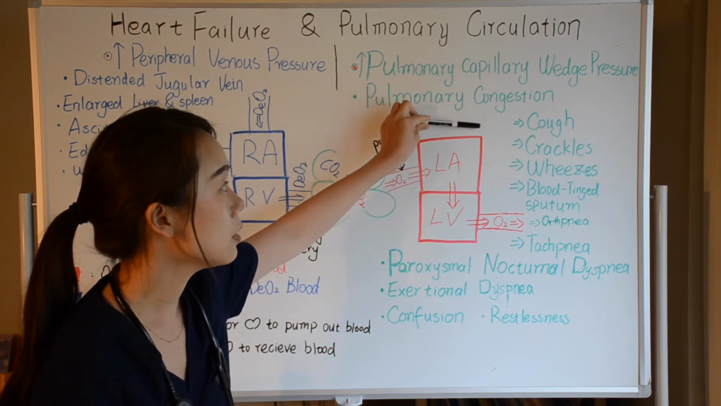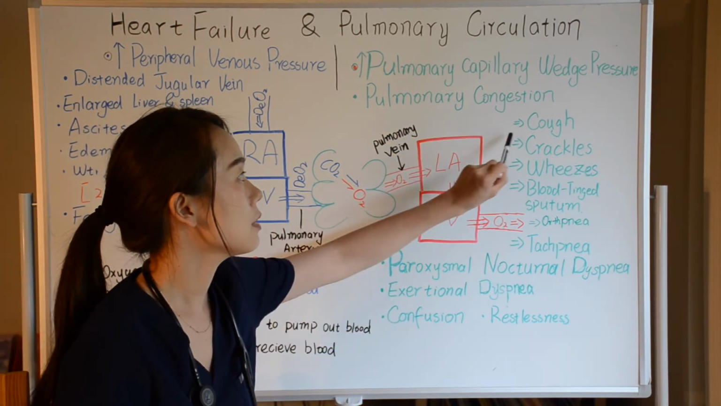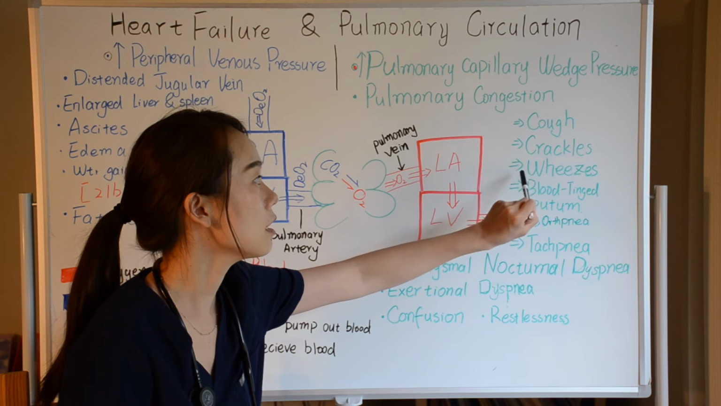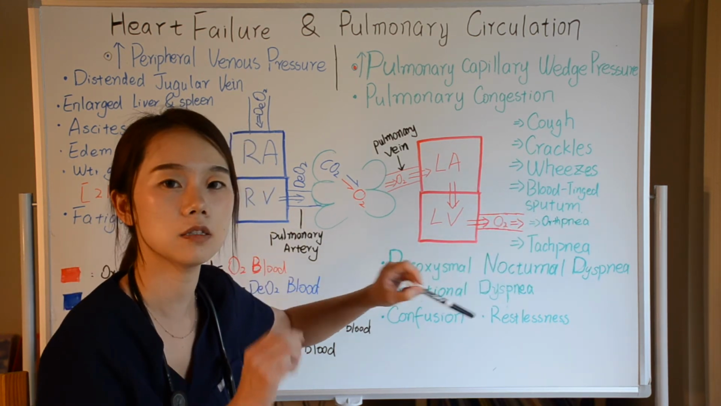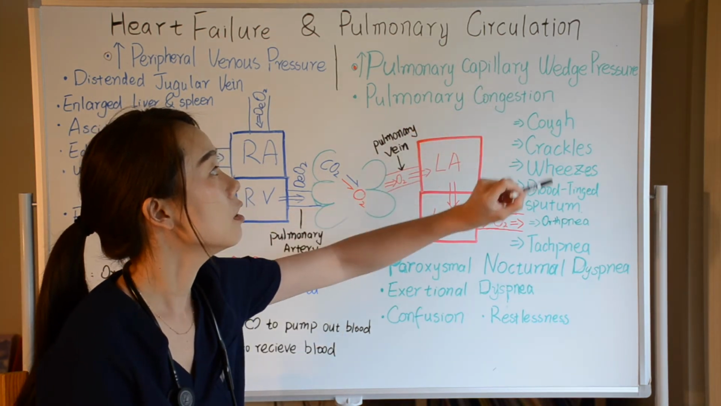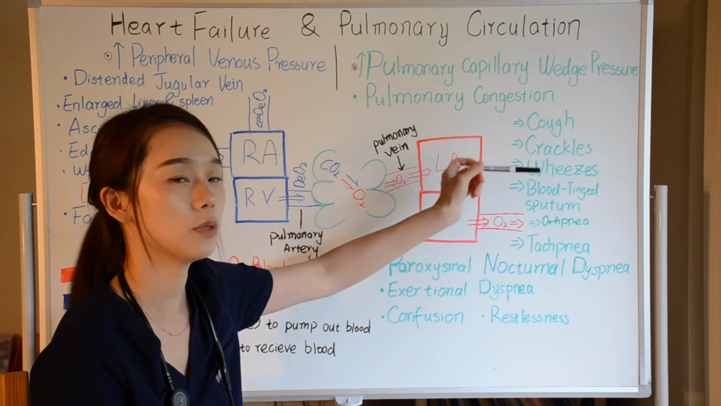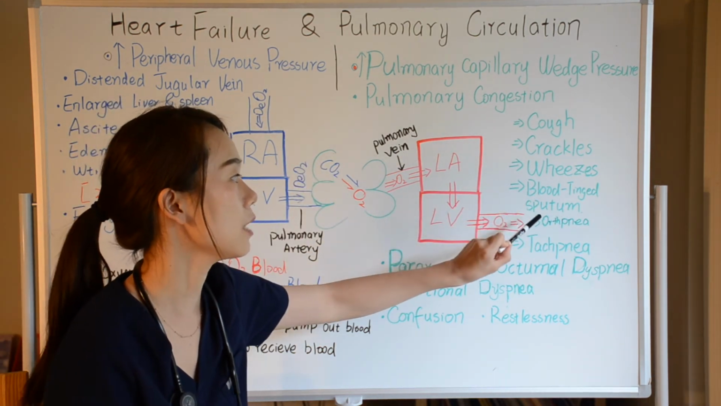And if you remember this, you're going to remember all those symptoms. Think about that. You're going to cough, you have crackles, wheezing, and blood-tinged sputum, because the pressure is so high here. The blood goes into the mucus and you want to cough it out, so you will have blood-tinged sputum.